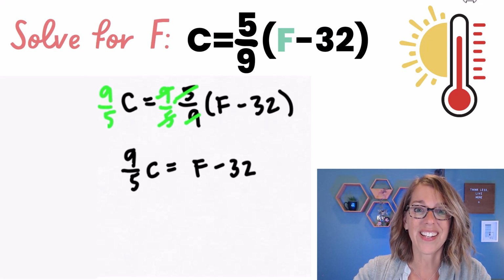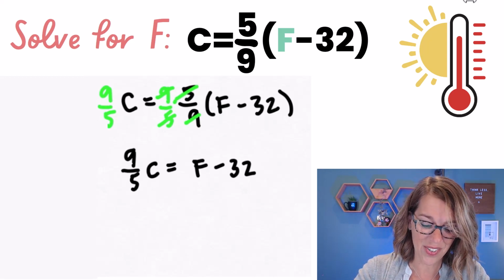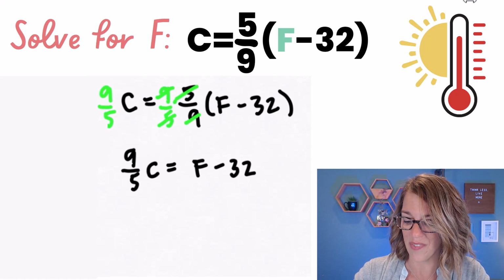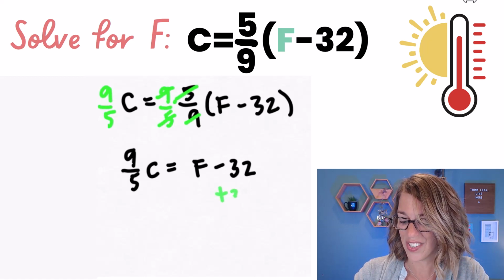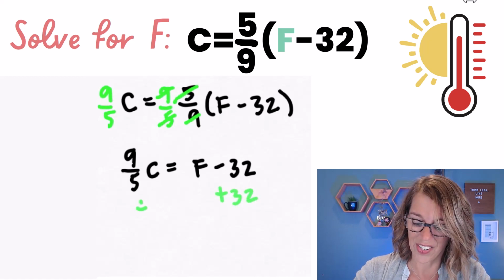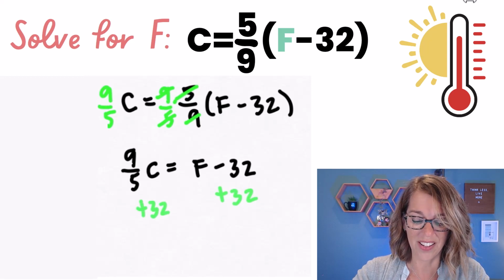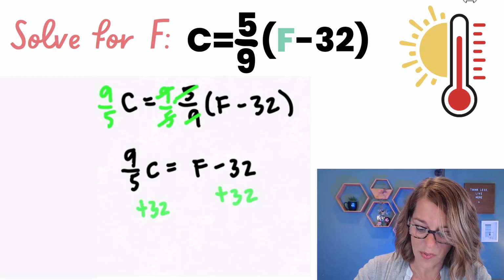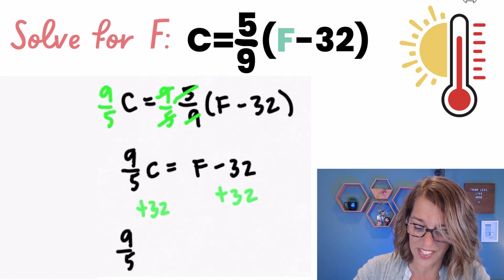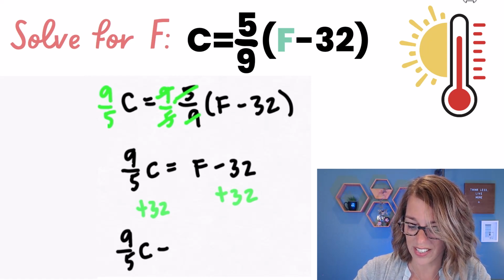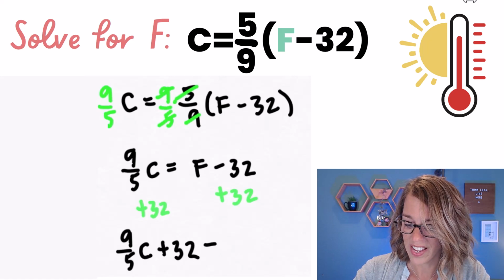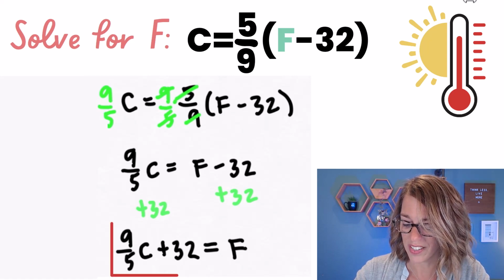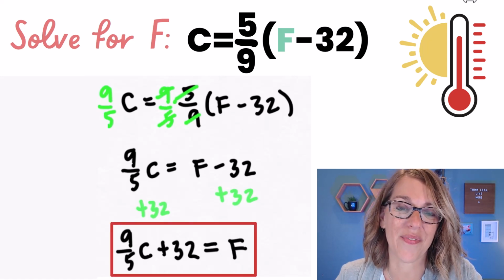And if you said to add that 32, you are absolutely correct. So let's go ahead and add that 32. I'm going to add the 32 to the other side as well. I don't have any like terms here, so what I have is my new formula. 9/5 times the degrees Celsius plus 32 is equal to degrees Fahrenheit, and that's our formula.